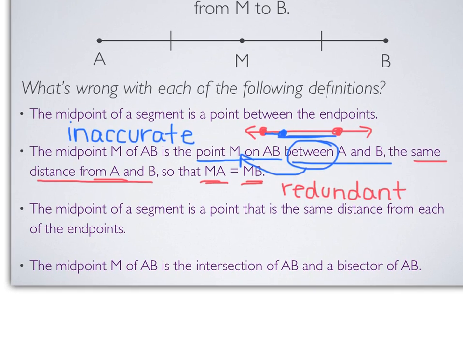The midpoint of a segment is a point that is the same distance from each of the endpoints. Be careful here because some of you might be looking at that and thinking, I think that's pretty accurate. But look at this. If this is point A and this is point B, I could draw a point up here where this and this were equal to each other. So that point M is the same distance from A and B. So again, that is inaccurate.